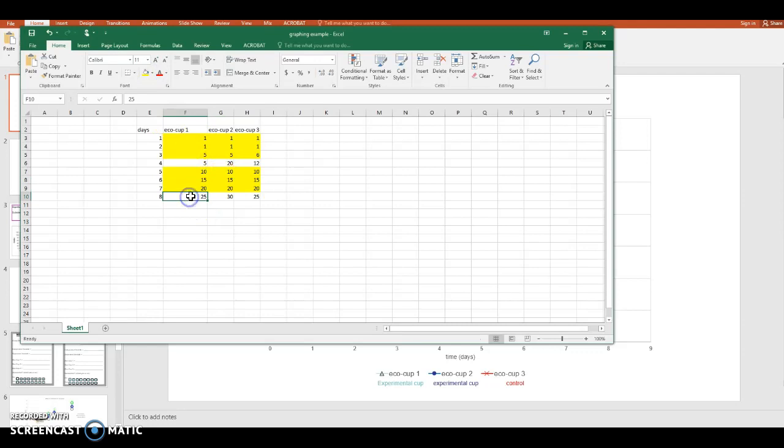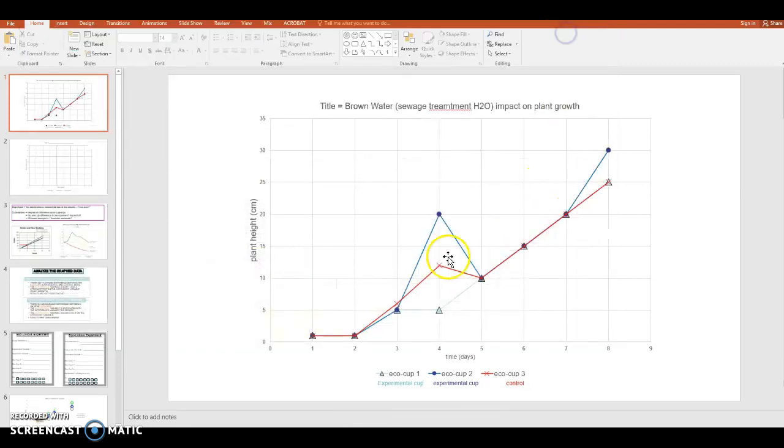And then we have these cups here. All yellow zones mean they pretty much grew the same. You can see that there's more days that they grew the same, regardless of what cup they were in, regardless if Eco cup 1 and 2 got the brown water. There's more days where they're pretty much the same level of growth. And when we put that into the graph form, it looks like this.